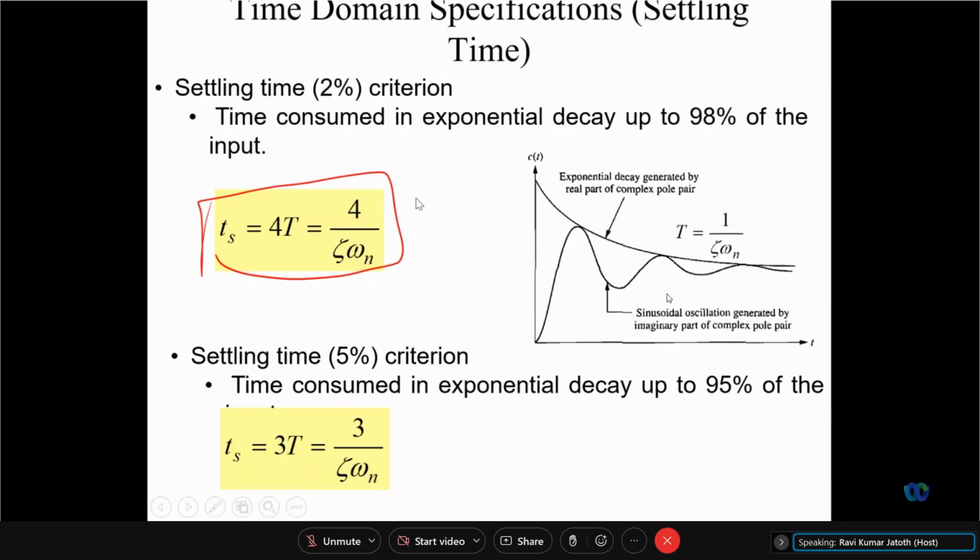So you just verify this. Derivations are there. You can find it out. So settling time is 4 by zeta omega n. So these are the important characteristic parameters, or transient response parameters, for a second order system.